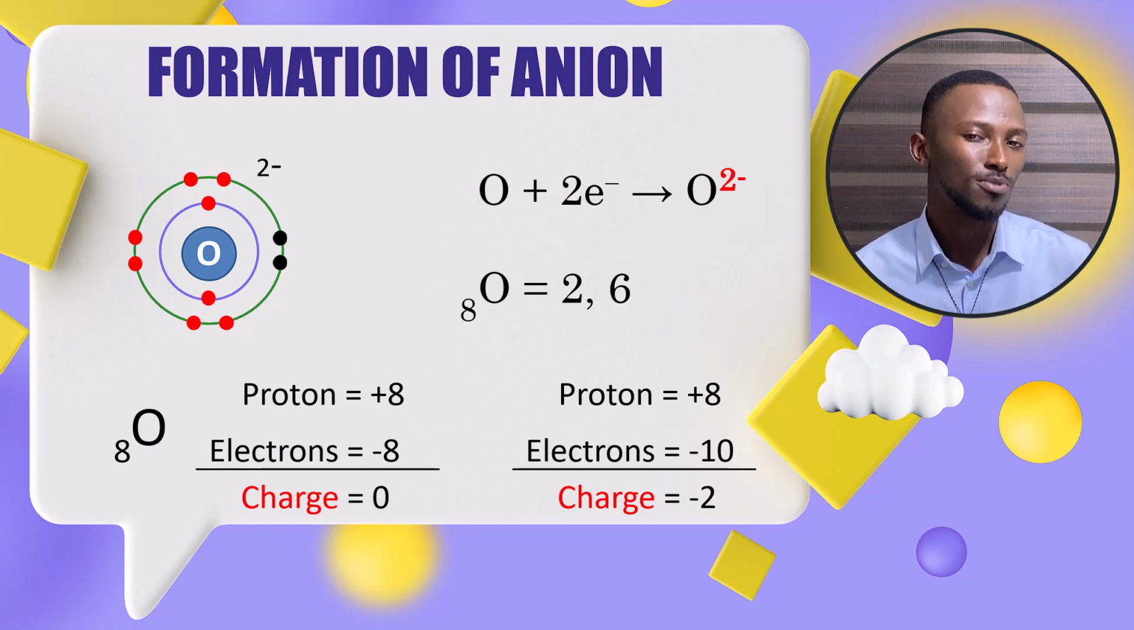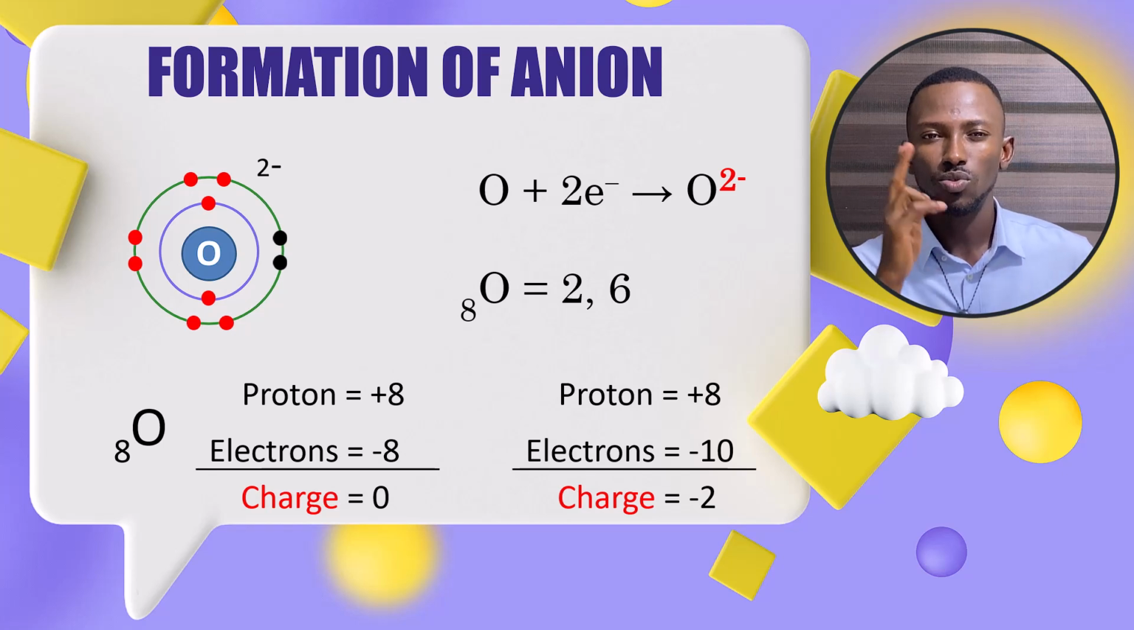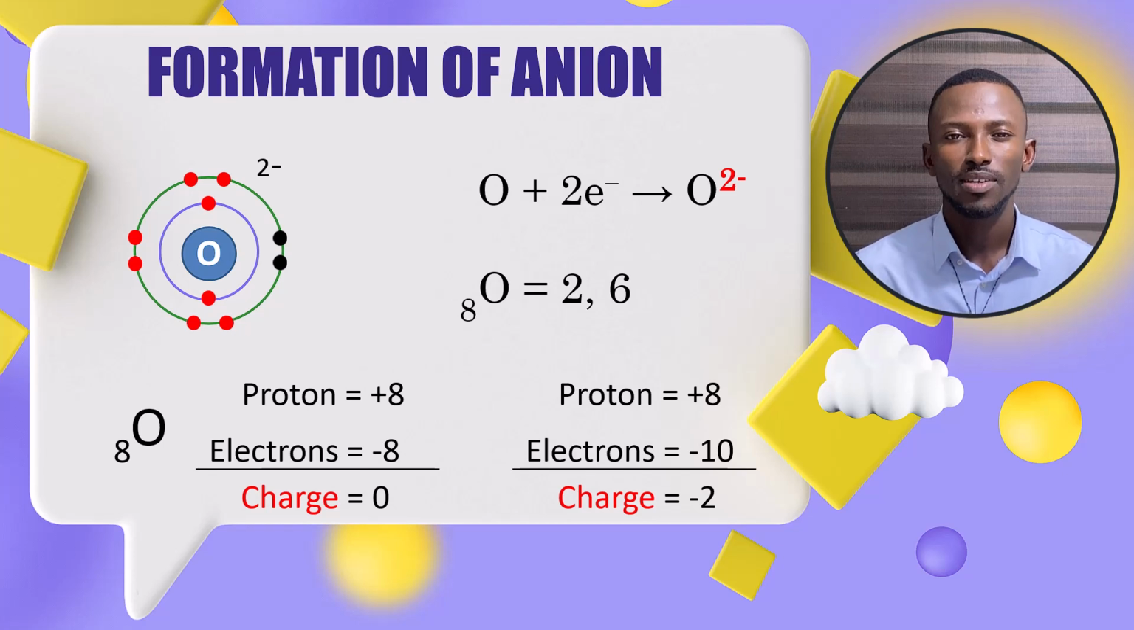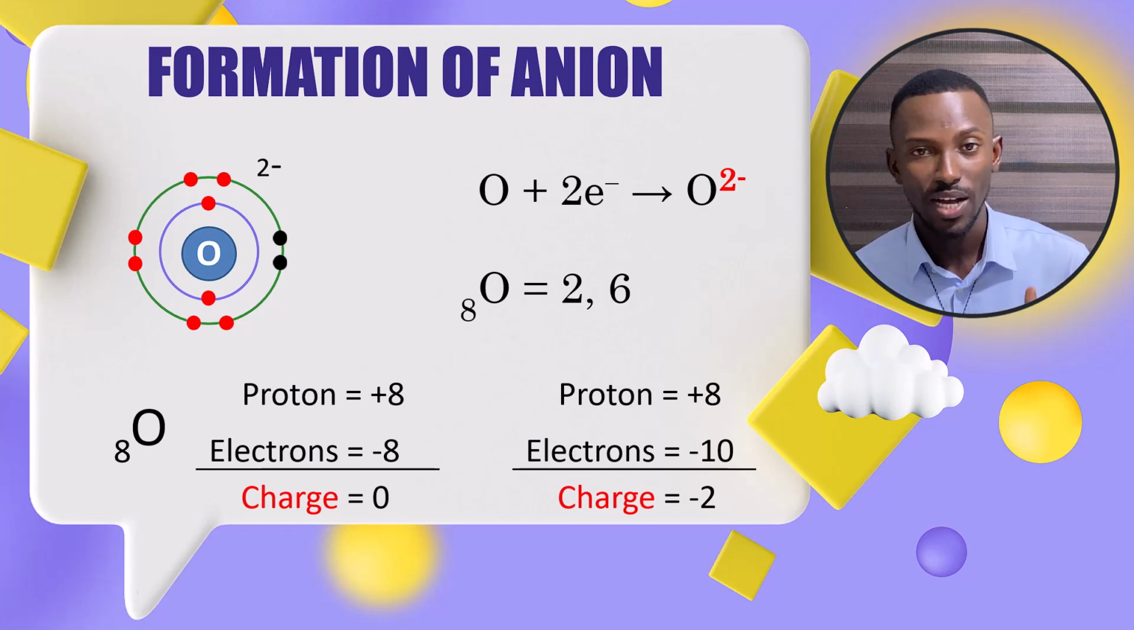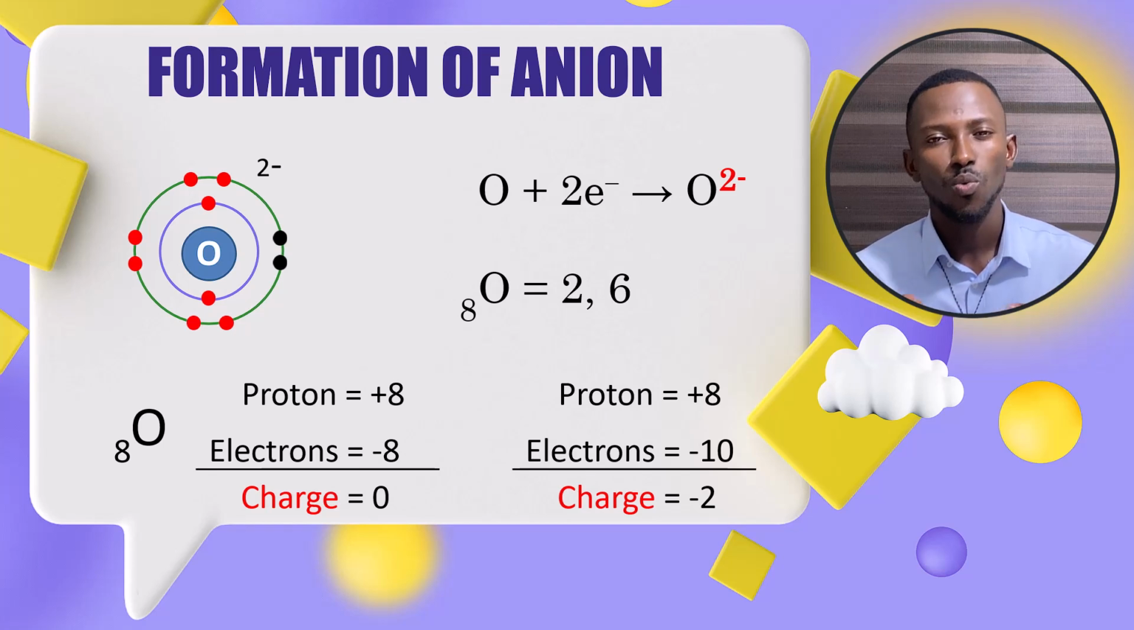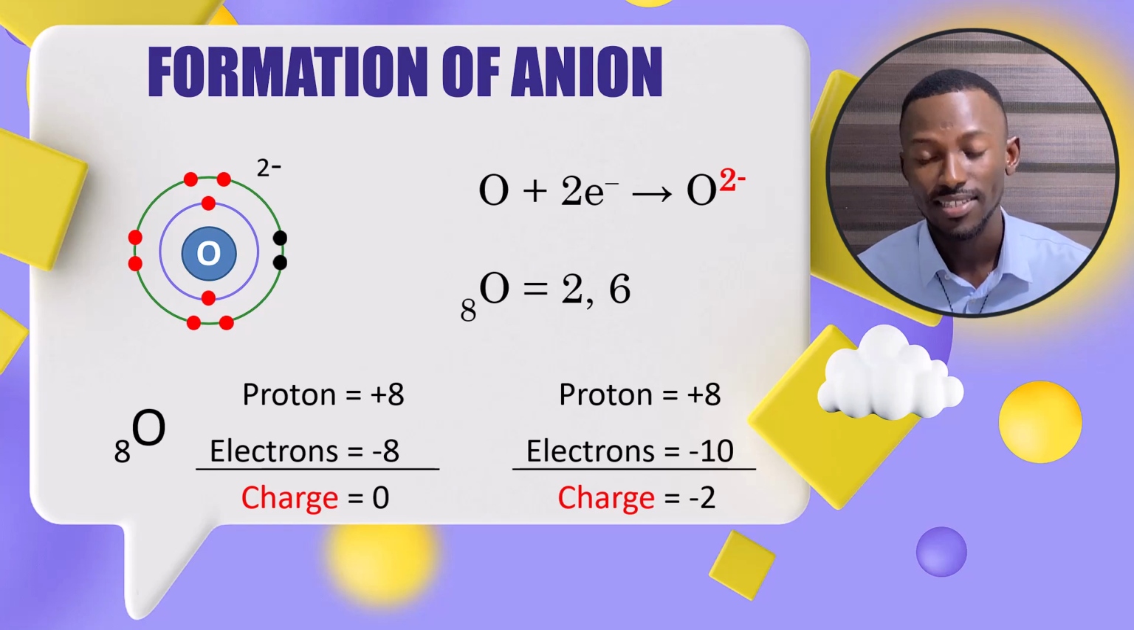But here's a thought-provoking question. Where do those 2 electrons come from? And for cations that we discussed in our previous lesson, where do those 2 electrons go? Well, I would like to hear your thoughts on this question in the comment section.